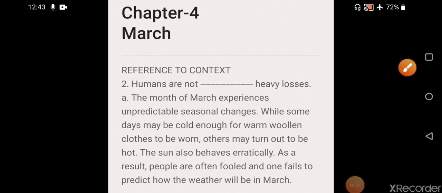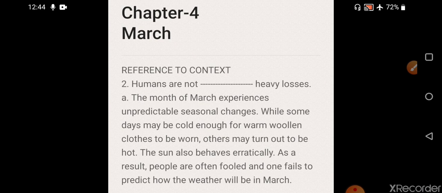Coming on to reference to context on page number 64. Second question. Humans are not the only ones to be fooled by the weather. Insects said to be endowed with an extra sense of forecasting the weather suffer heavy losses. So we have already read in the chapter that March is a very unpredictable month.